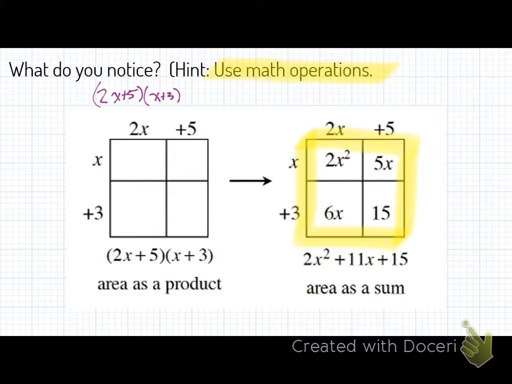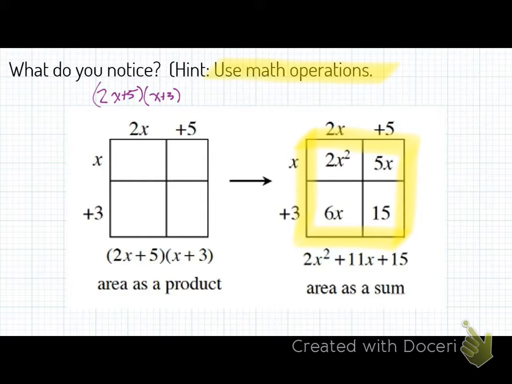Okay, let's see some guesses. What did you notice? Anyone? Yeah, Victor. That the top left is always going to be x squared, and that the top right and the bottom left are always going to be regular x's. Okay, that's true, but what if I switch numbers around? Sometimes they could be moved around. So that's not always the case. It depends on the original problem. That's a good observation, Victor. Thank you. What else did you notice?